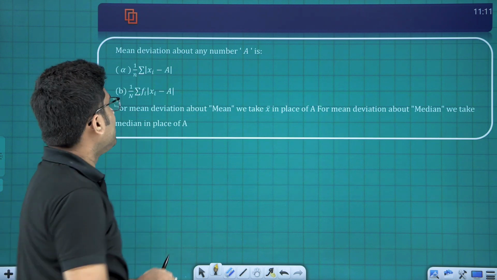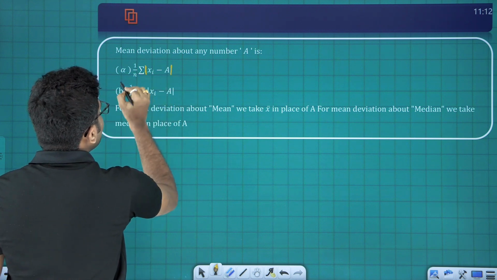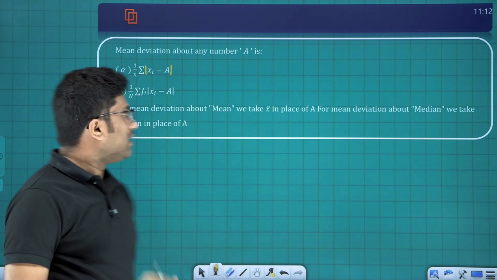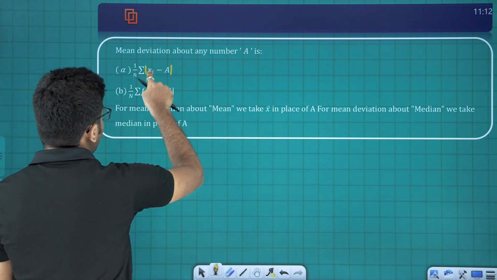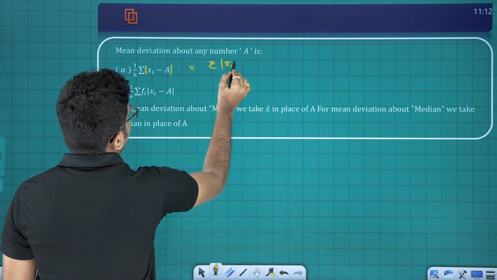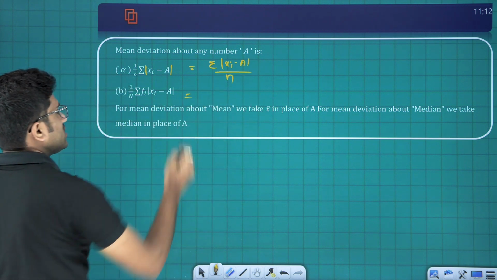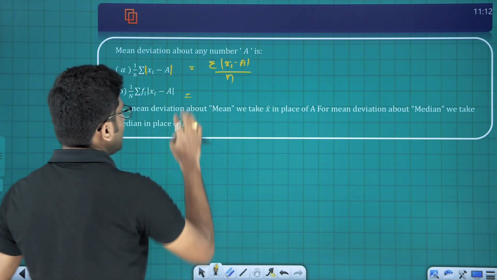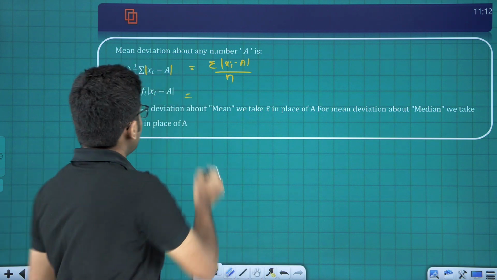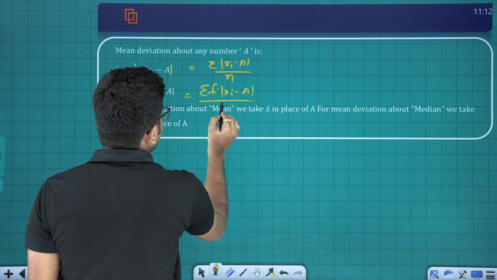First we'll see mean deviation about any number a. First we find absolute deviations, then sigma, the sum of all those absolute deviations, divided by n. We get mean deviation. For raw data, we say sigma |xi minus a| divided by sigma fi, that is n. For a discrete or continuous frequency distribution, in place of observations we take deviations, so sigma fi into |xi minus a| divided by n.